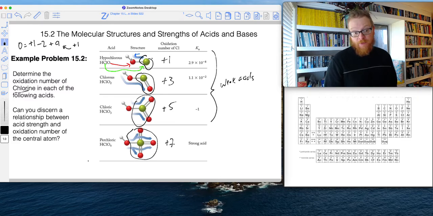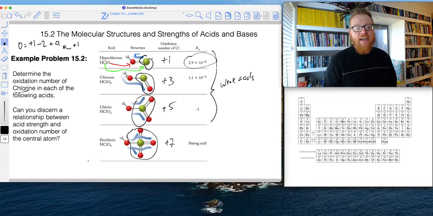So what's happening is electron density is being pulled away from this area. However, because this hypochlorous is only +1, not very much electron density is pulled away from that bond. So that makes that bond strong, which is why it does not want to dissociate. And you can see it's the weakest acid of all of them, meaning its oxygen-hydrogen bond is the strongest. So now let's look at chlorous acid, HClO2. You can see now it's a +3 oxidation state.